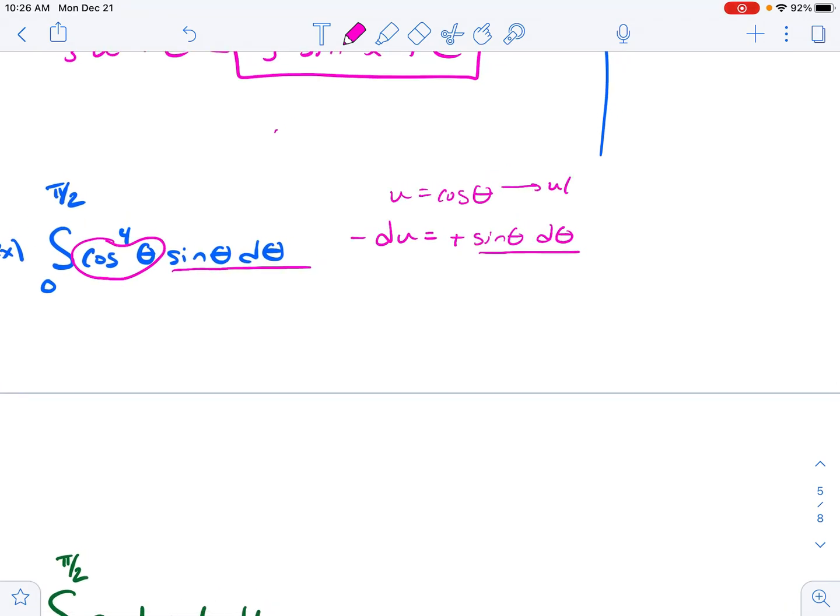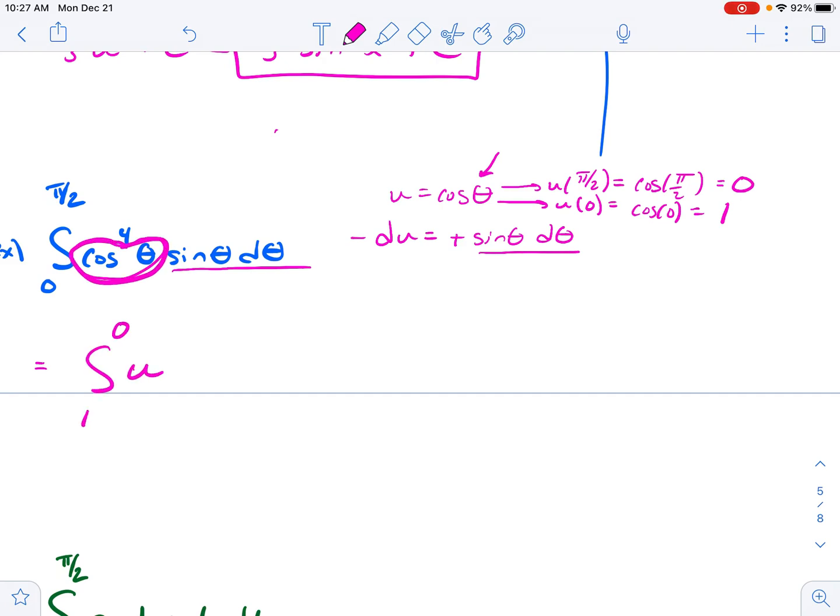Now I want to change my bounds. U of pi over 2 here would be cosine of pi over 2. I just plugged that in for theta. And the cosine of pi over 2 is 0. u of 0 is going to be the cosine of 0, which actually equals 1 here. So now, notice the lower bound is 1, the upper bound is 0. This is my u to the 4th. Sine theta d theta, negative du.